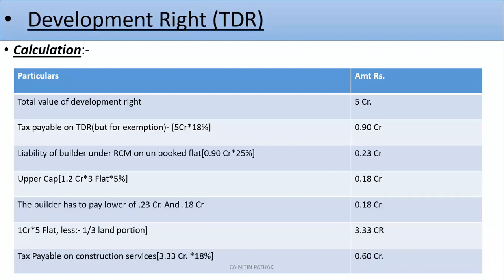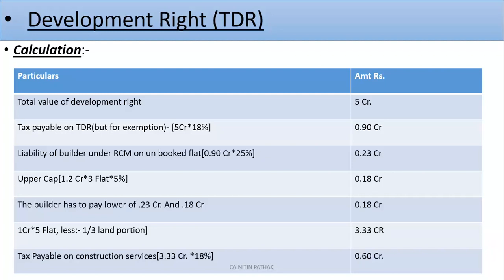Now we are going to another proposal. There was a flat of 1 crore, one flat of 1 crore, five flats given by the builder to the landlord. So 5 crore minus 1/3 is the value, so 3.33 crore is the benefit which he got for the construction of a plot. What is 18% of this? 60%. The 60% is also payable.